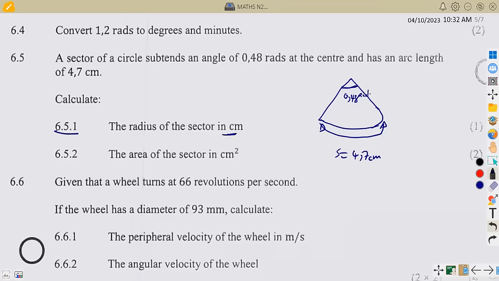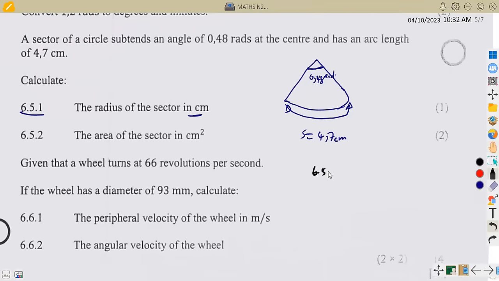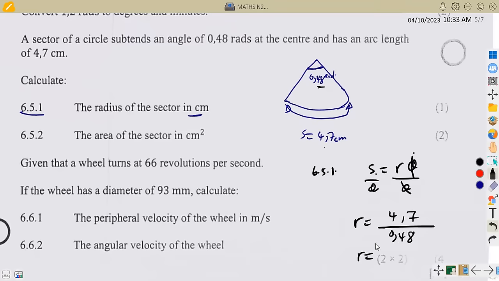So remember, if I am given arc length, I can calculate the radius. Arc length is equal to r theta if theta is in radians, so to find r, divide by theta. So radius is equal to arc length of 4.7 over theta in radians, which is 0.48. This is going to give us the value of r in centimeters. So our r is going to be 9.79166 and so forth, which is 9.792 centimeters. So we have got the radius.